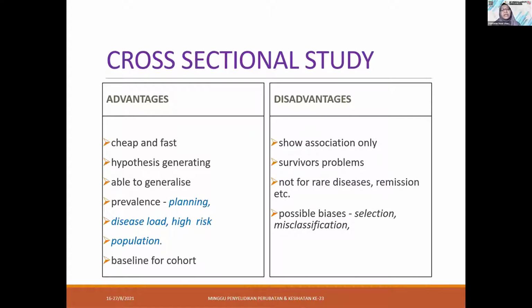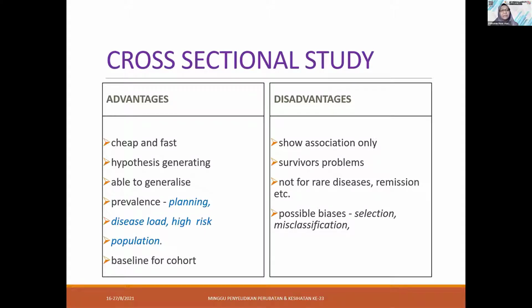Okay, there is an advantage and a disadvantage of each of the study designs. For a cross-sectional study, the advantage is that it is very cheap. That's why, as I said just now, it's quite common to use this method, because it's very cheap and also fast to do. You just look at the cross-section at one time. Then we also have hypothesis generation inside it, and when we want to analyze, compare and look at the association, it is able to generalize because usually we take a quite large sample.